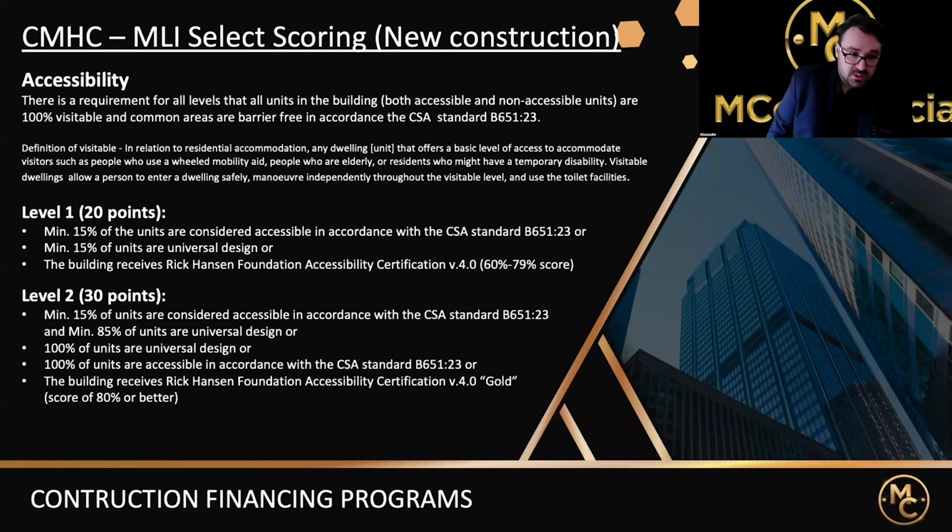You could also get 30 points by providing more accessibility, either 15% as accessible with the CSA standards and 85% as universal design, or 100% as universal design, or 100% as the CSA standard. And again, you could also use Rick Hansen Foundation with a score of 80% or more.